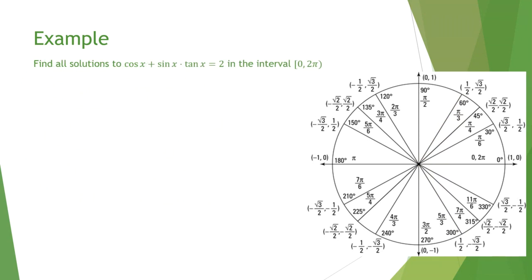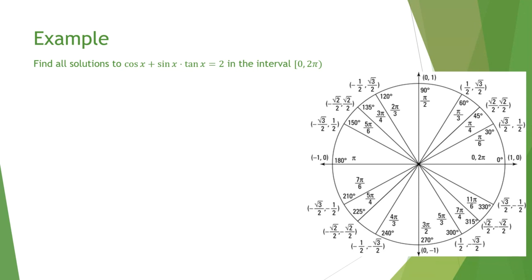All right, so now this is find all the solutions to cosine x plus sine x tangent x equals 2 in the interval from 0 to 2 pi. They're giving us an interval, which means we don't have to worry about adding pi times n, 2 pi times n, any of that stuff. We can just find the ones that are on the unit circle, because the unit circle is from 0 to 2 pi.